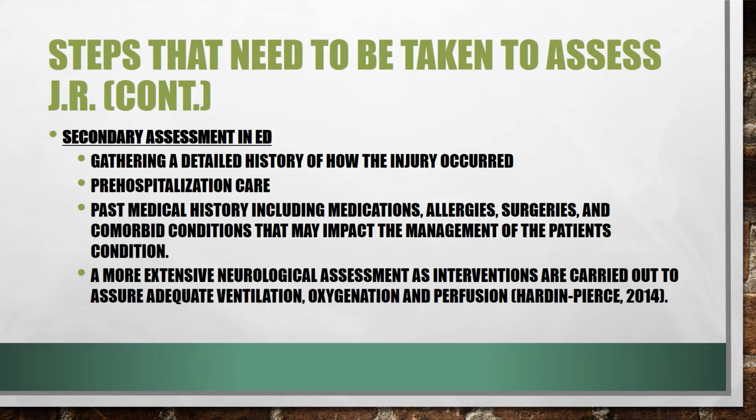Some of this, the gathering of the details, could come from the neighbor, depending on how JR is doing in his mental status. If he can provide this, that's great. If not, some of this might have to come from family members when they arrive.